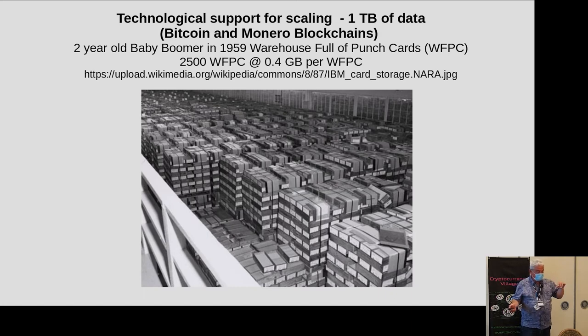Now, in the Wikipedia article, they're talking about more like 4 gigabytes per warehouse. And in this example, what they didn't take into consideration is that the tabulating machines only supported this much lower density. It was only in the 1960s and 1970s that you could actually fill up the punch card with digital data. It was massive. So in order to store a terabyte of data, you need 2,500 warehouses.